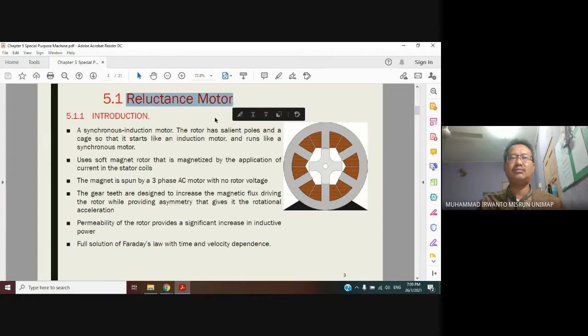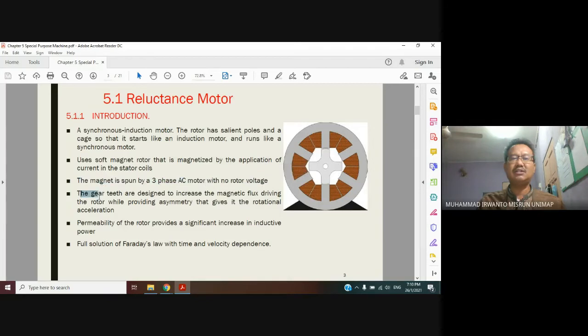I read, a synchronous induction motor. As in the introduction, a synchronous induction motor. The rotor has salient poles and a cage so that it starts like an induction motor and runs like a synchronous motor. It uses a soft magnet rotor that is magnetized by the application of current in the stator coils. The magnet is spun by a three-phase AC motor with no rotor voltage.